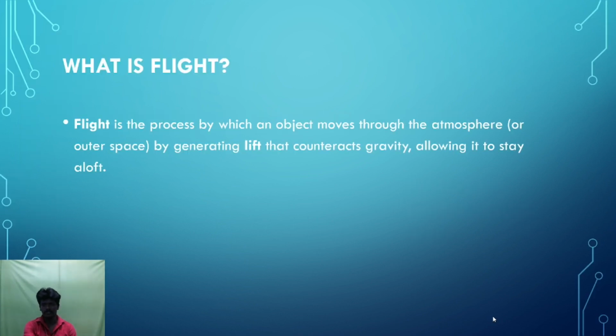What is flight? Already we hear about flight. Flight is the process by which an object moves through the atmosphere, whatever it may be: a bird, insect, airplane, helicopter. These generate lift that counteracts gravity, allowing them to stay aloft. All of these are flight.